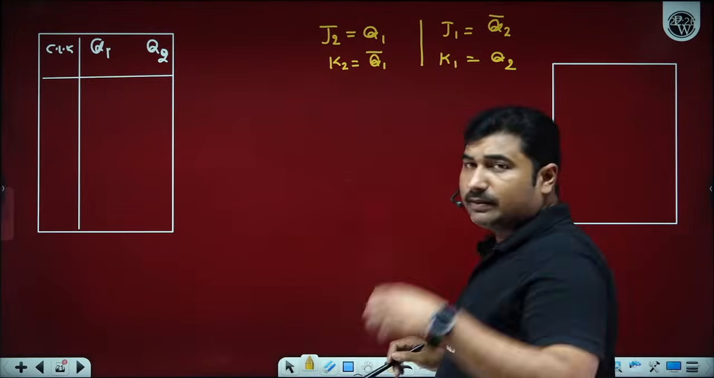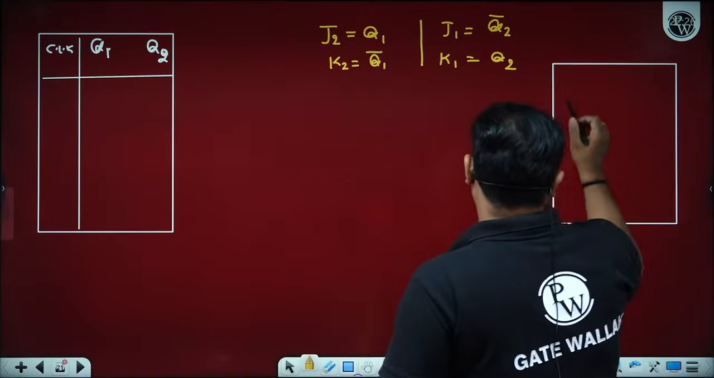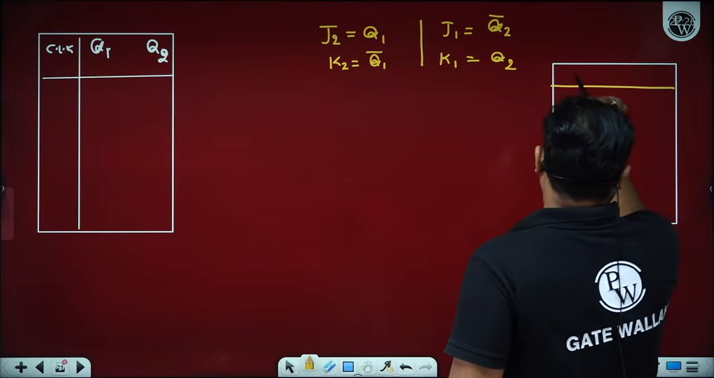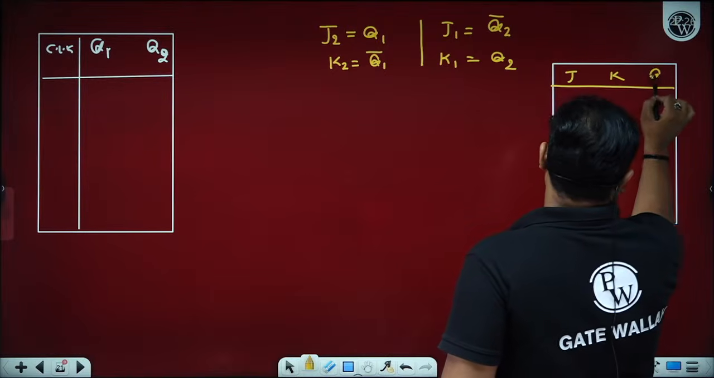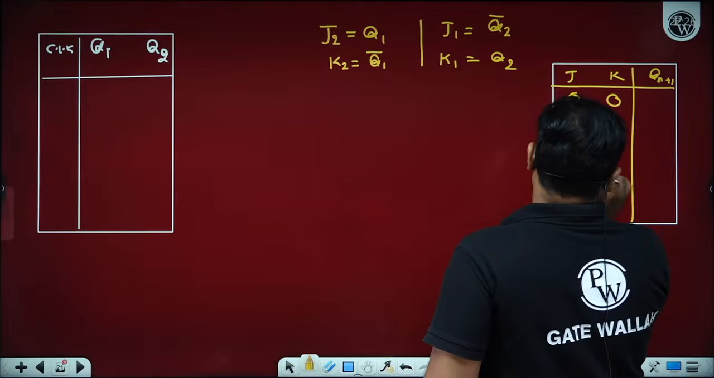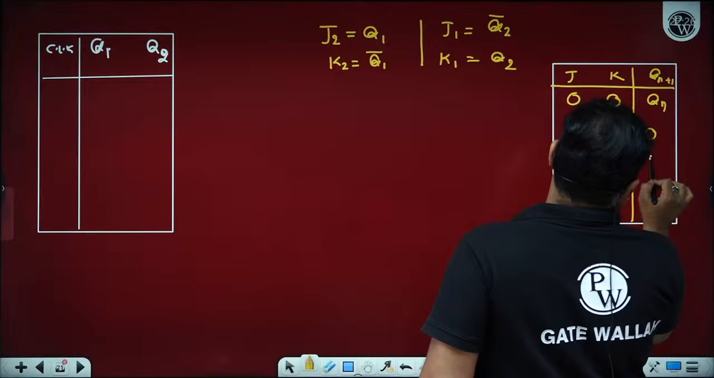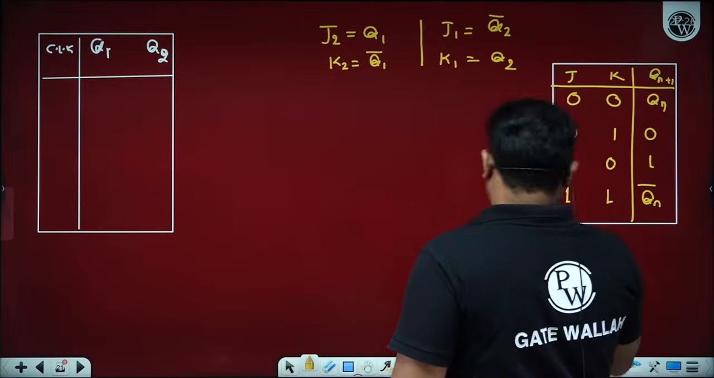Even if you don't know about counters or anything about the sequential circuit, you will be able to solve any question. Please observe here. We all know the JK flip-flop truth table. So how will a JK flip-flop behave? 0 0, 0 1, 1 0, 1 1. Sir, it would behave Qn, 0, 1, Qn complement. Is it okay? Yes, sir.